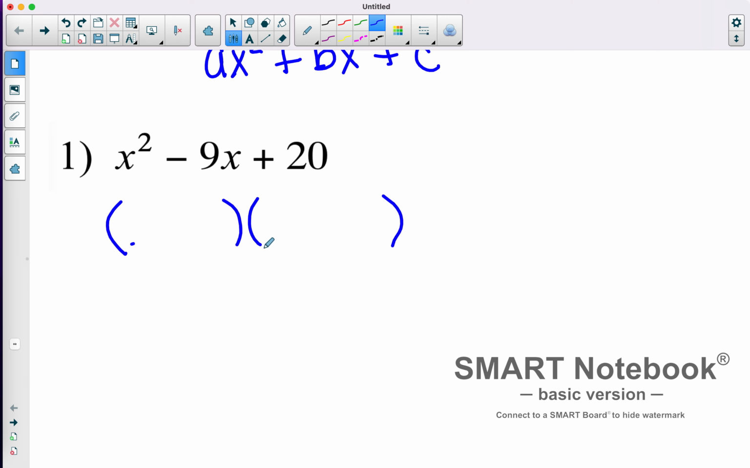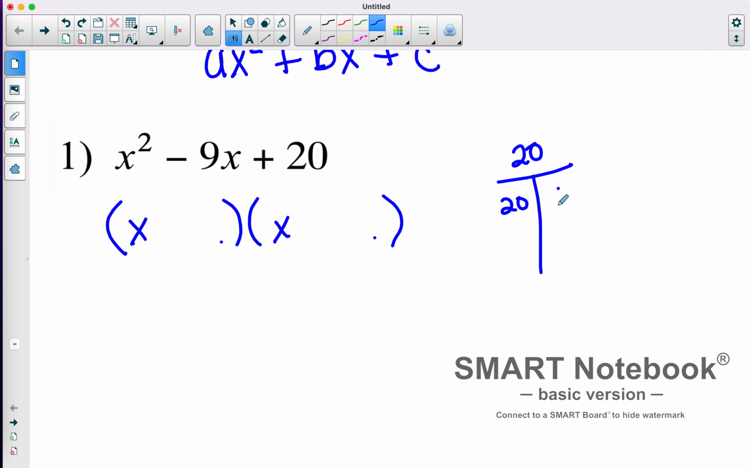The first part of the factors is coming from this x squared. So if I tried to figure out what things multiplied to give me x squared, that would just be x times x. We're going to skip over the middle term and go straight to the constant term, because the constant term is just the product of the last part of the factors. So something times something gives me 20. Let's find out what those factors could be.